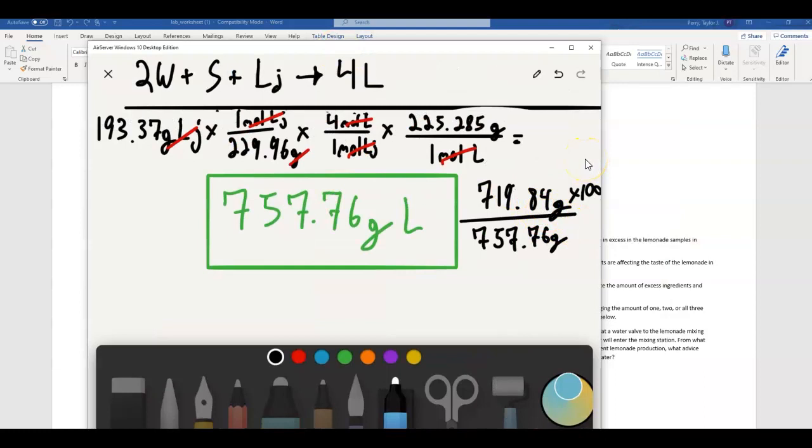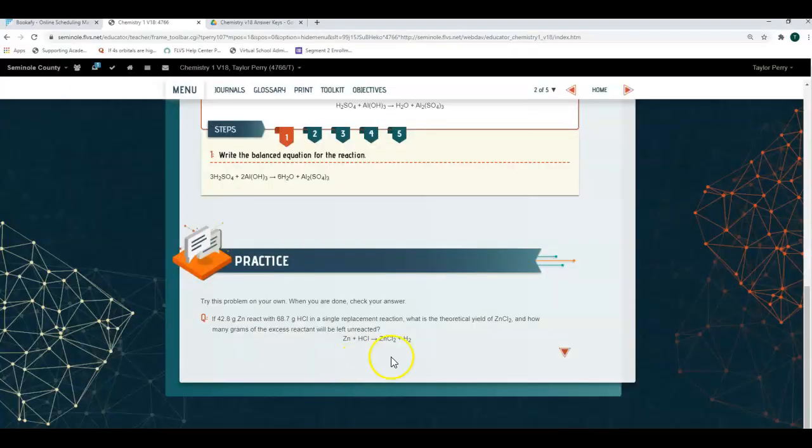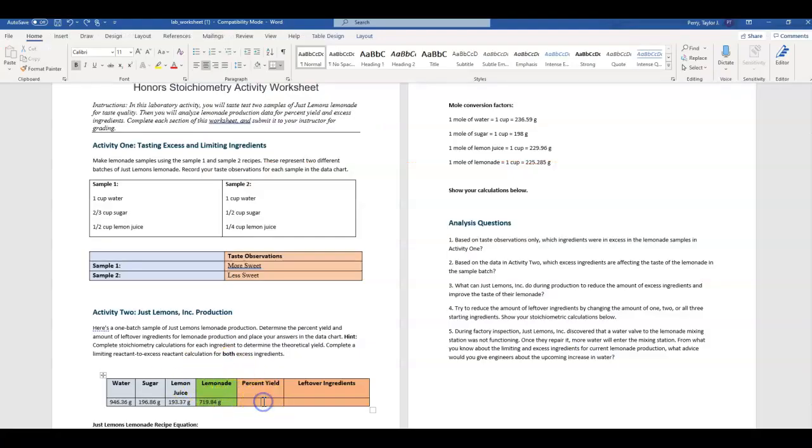I know that doesn't look so great, but there's my equation. We're going to put that in a calculator: 719.84 divided by 757.76, multiplied by 100, and I get 94.99%. Really, 94.995. So if we're going to do 5 sig figs, that'll be 94.996%. That's our percent yield right there.